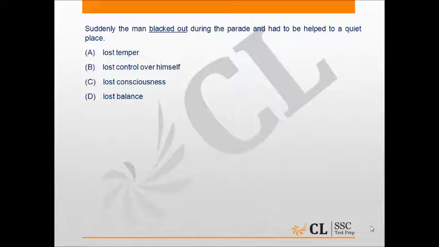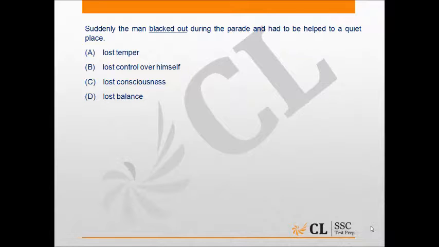Option C, lost consciousness. Definitely, if a person loses consciousness in a crowd, you would move that person to a quieter place, and because the person has fainted, you would help that person to be moved to a quieter place. So option C seems like a probable answer, but we will have to negate all the other options before we reach the conclusion that option C is the correct answer.